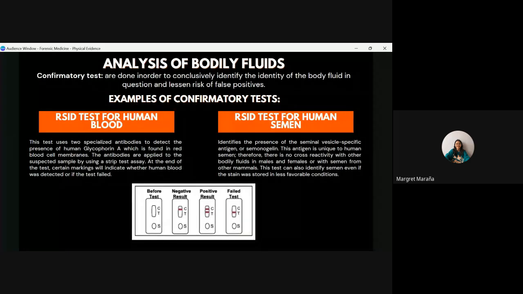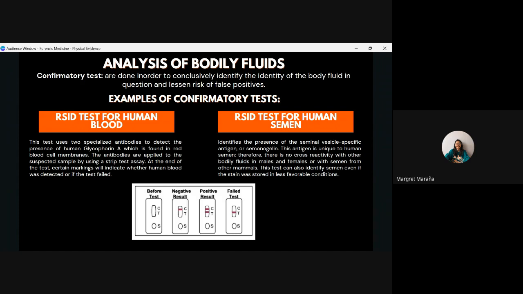So, this is the second type of test na ginagawa, the confirmatory test. So confirmatory tests are done to conclusively identify the identity of the body fluid in question and lessen the risk of false positives. So a confirmatory test by itself is pang-confirm kung yung bodily fluid na na-detect ba dun sa presumptive test is actually the body fluid. Kasi di ba nga sabi ko, hindi 100% garantisado ang presumptive test. So dito natin mismo gagamitin na pang-check kung yun nga ba talaga yon. Kung sa presumptive test, pwede natin ma-establish na this bodily fluid could be blood.